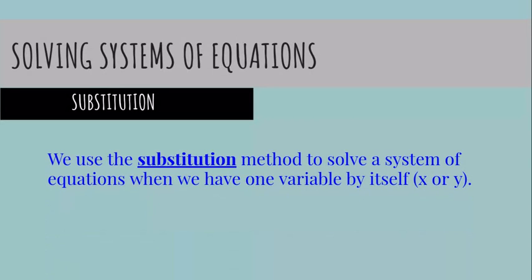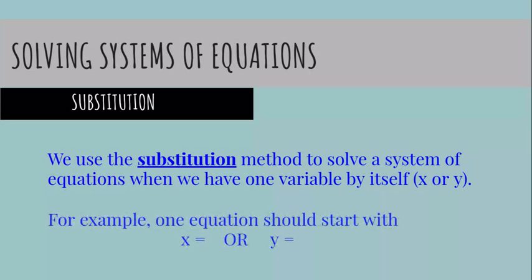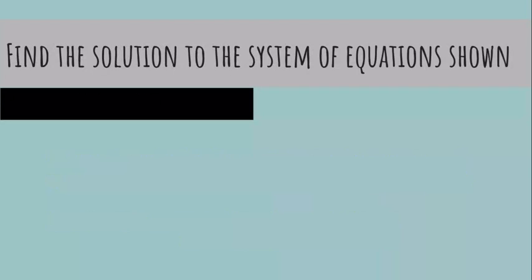We use the substitution method to solve a system of equations when we have one variable by itself. This can be either x or y. For example, one equation should start with x equals or y equals. Remember, when we have a system, we have two equations, and we need to find the intersecting point of these two equations. So when we substitute, we need to have one of those variables by itself. So here is an example.